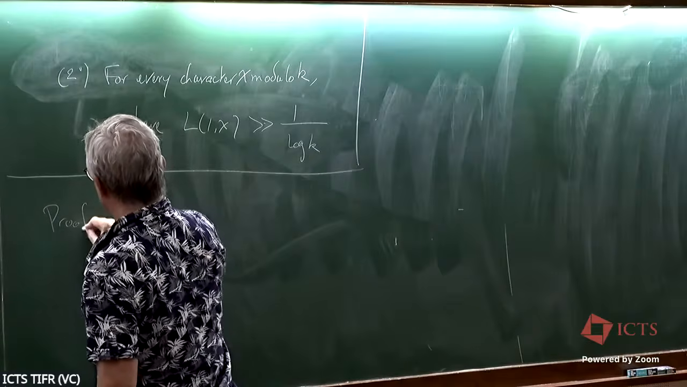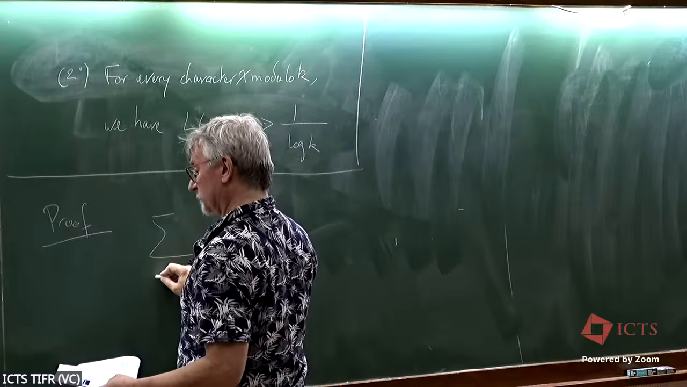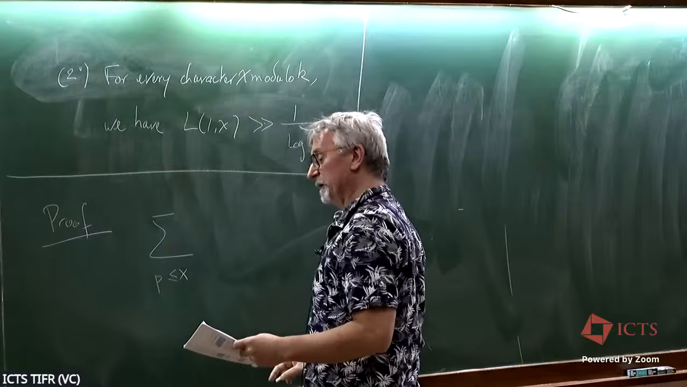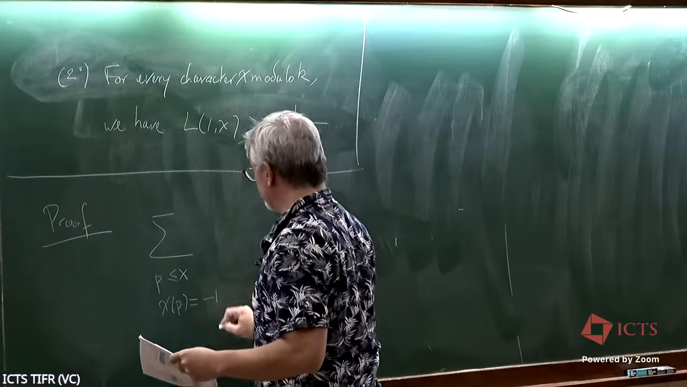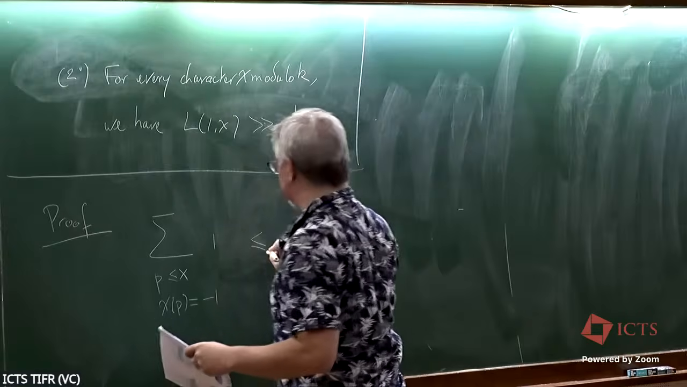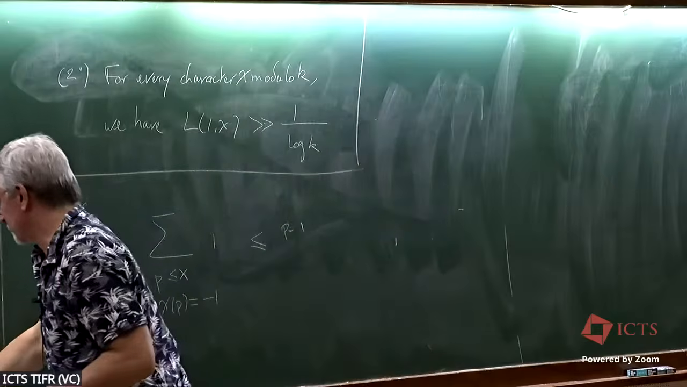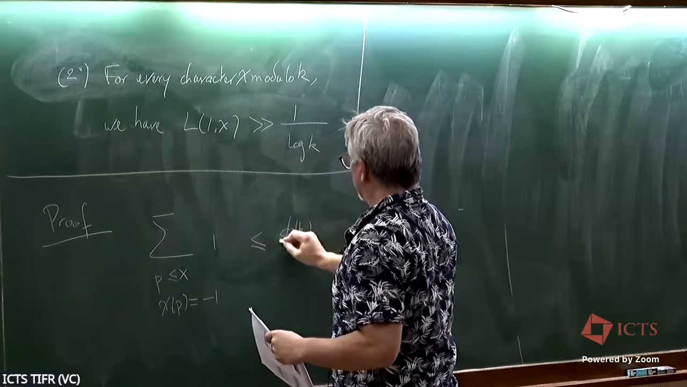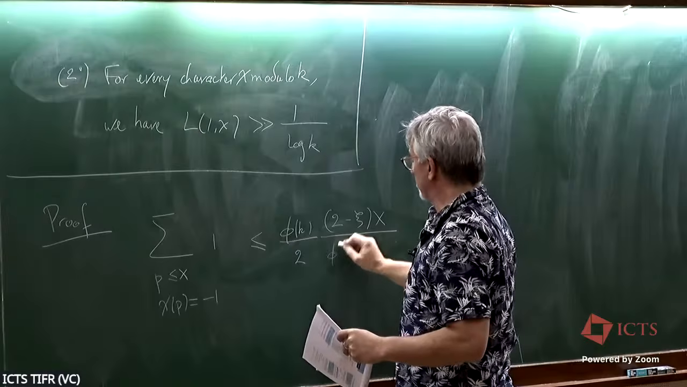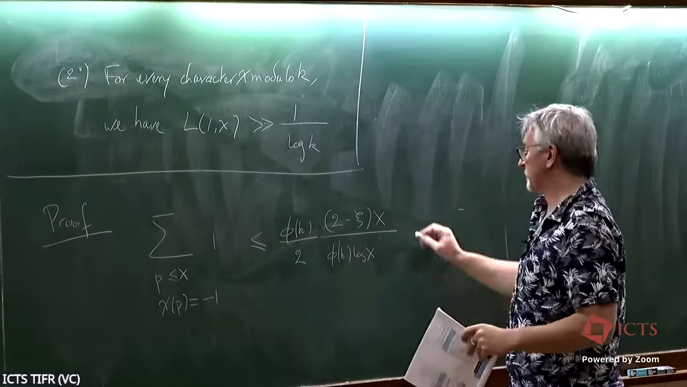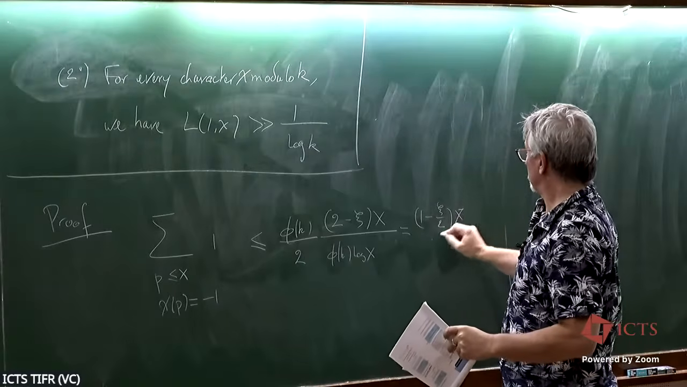So the sum for the primes P less than X, so that chi of P equal minus 1, of 1, is less than, I hope this is a good one, phi of K, sorry, I put phi of P, but it's phi of K. Phi of K by 2 times 2 minus psi X upon log X upon phi of K log X. So this one is equal to 1 minus psi by 2 times X upon log X.